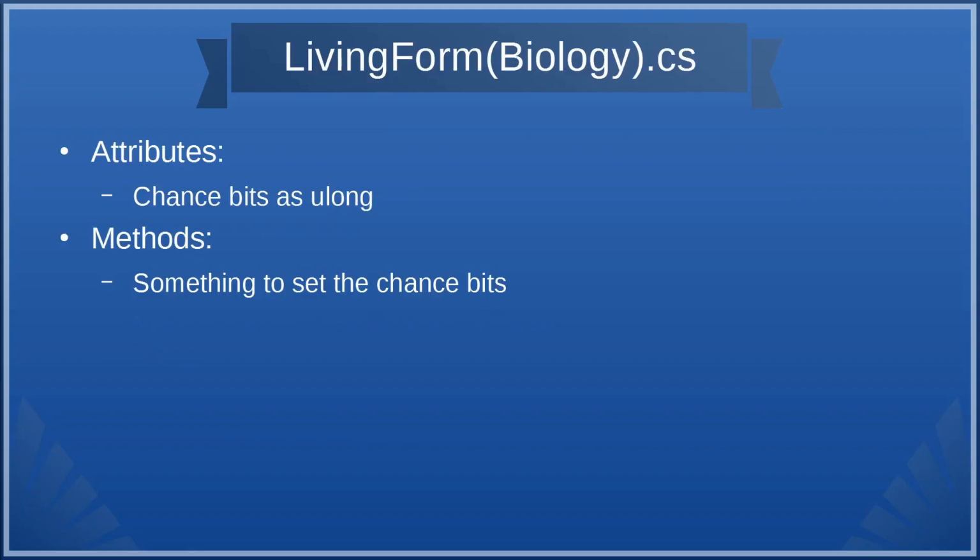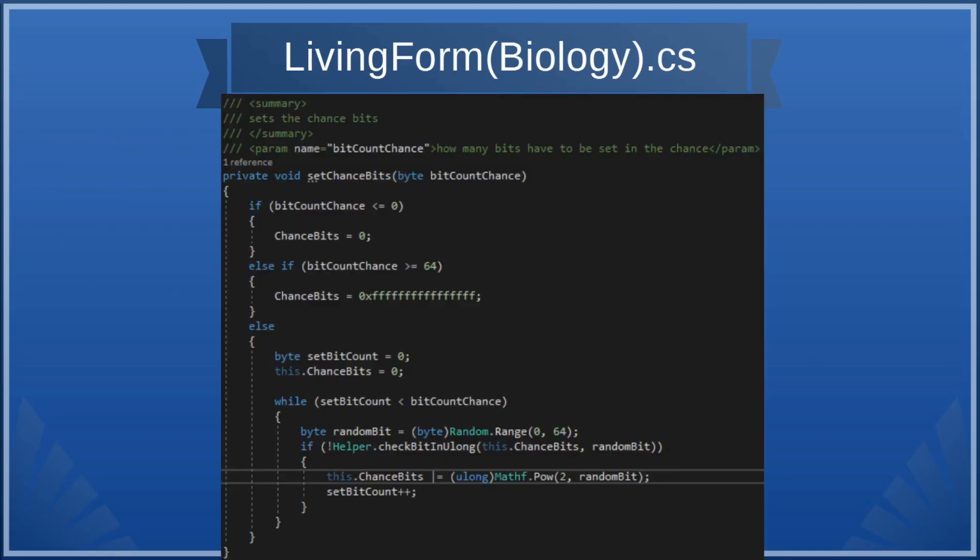Living forms have chance bits as ulong and a method to set them. This is the method to set the chance bits. At the start I added a shortcut for the 2 cases which are not affected by random. The cases are if no bit has to be set, and one for all bits. The first case doesn't help so much, but the second one is really important. The normal case is a while loop, which sets bits until the wanted amount of bits is set. Bits are only set and counted if they are not yet set, else you would get 2 less bits.